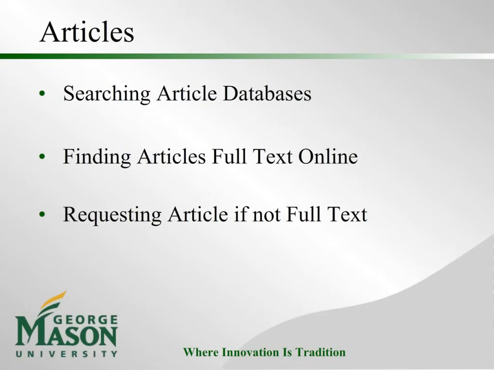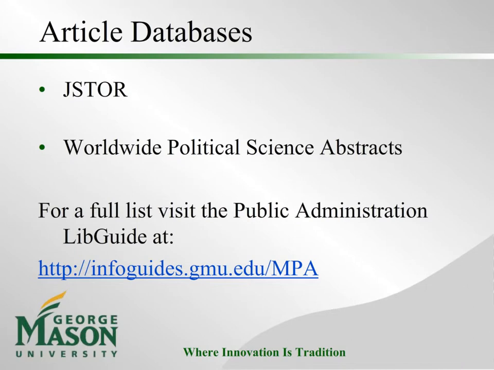In this section, we will learn how to search for articles, find full text, and request articles if the full text is not available online. Browsing journals is fine, but to really find a breadth of information for your topic, it's important to search in article databases. Article databases search across a huge collection of journals all at once. Depending on your topic, many databases may be appropriate.